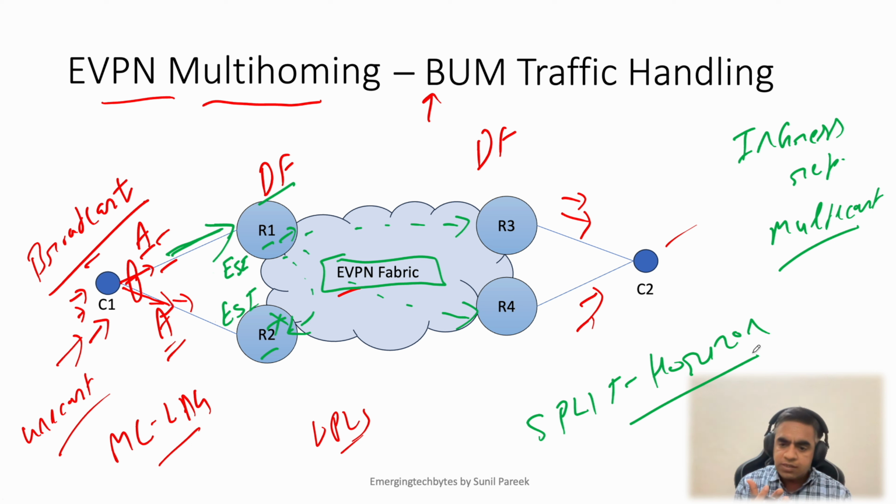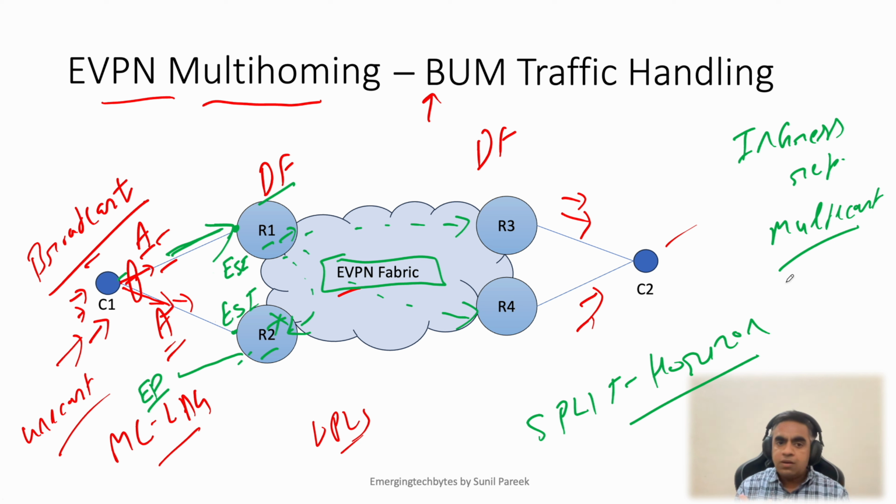But in this case, a general question: why is R1 sending it to R2 when R2 will discard it anyway? The reason R1 sent it to R2, even though R1 also knows that they are part of the same ESI, is because there can be some port connected here in the same VLAN which is associated here. So even this endpoint also needs this broadcast. That's the reason it is sending the traffic here.